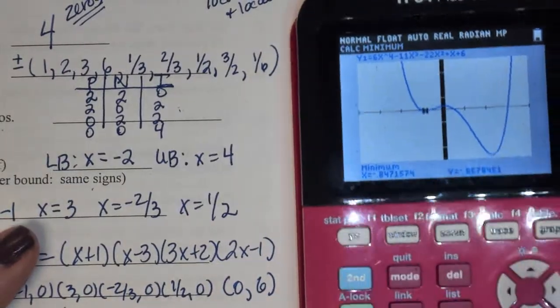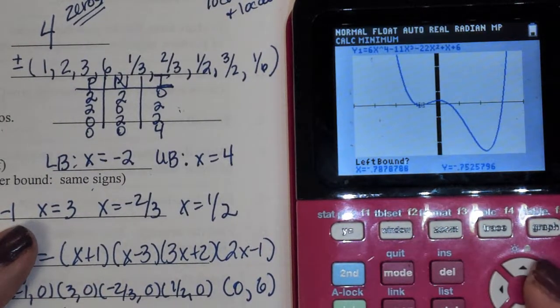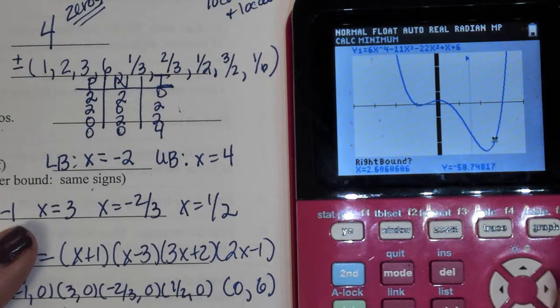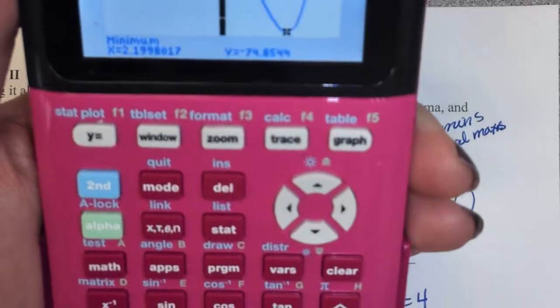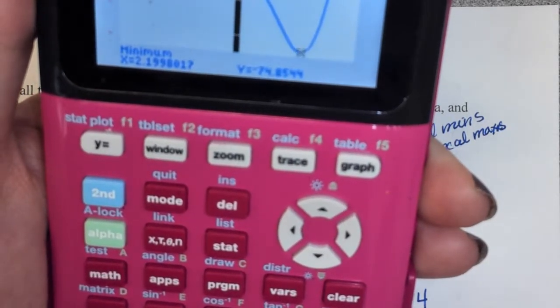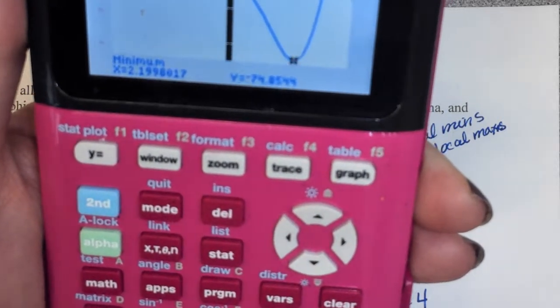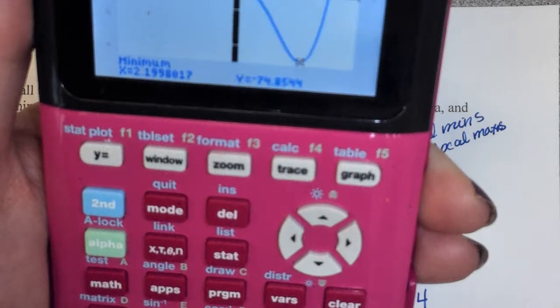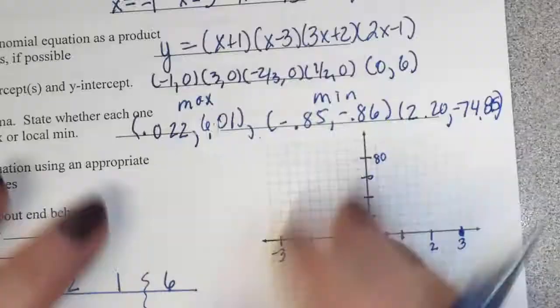And then we have one more minimum. Okay, and this minimum is at 2.20, comma, -74.85 actually, to 2 places. All right, so we've got those.